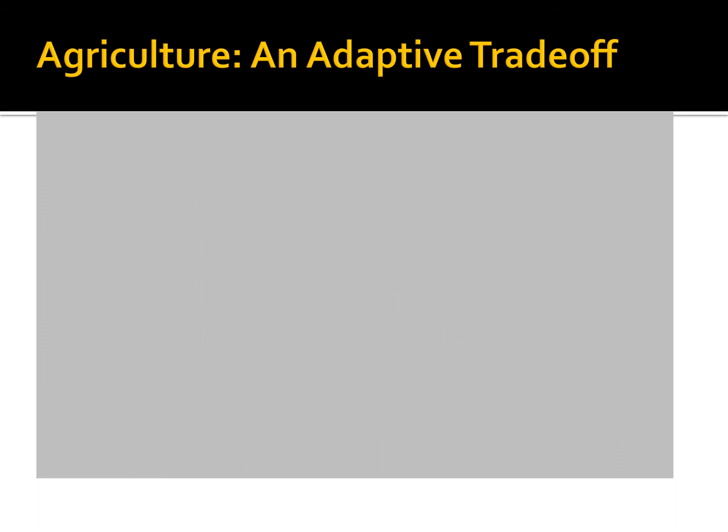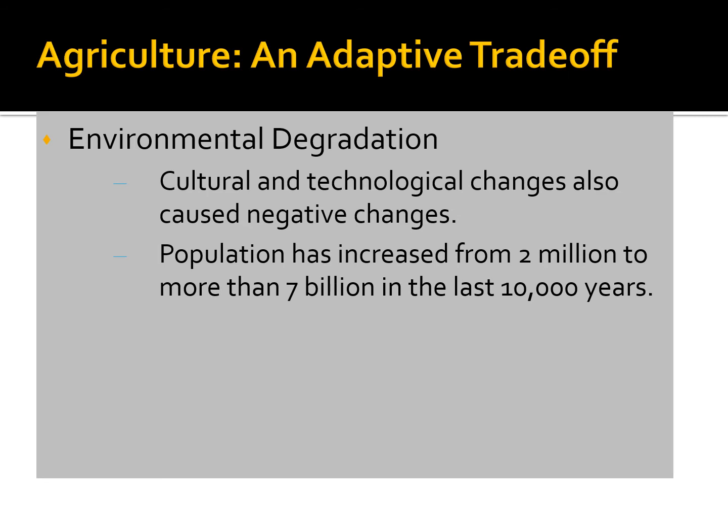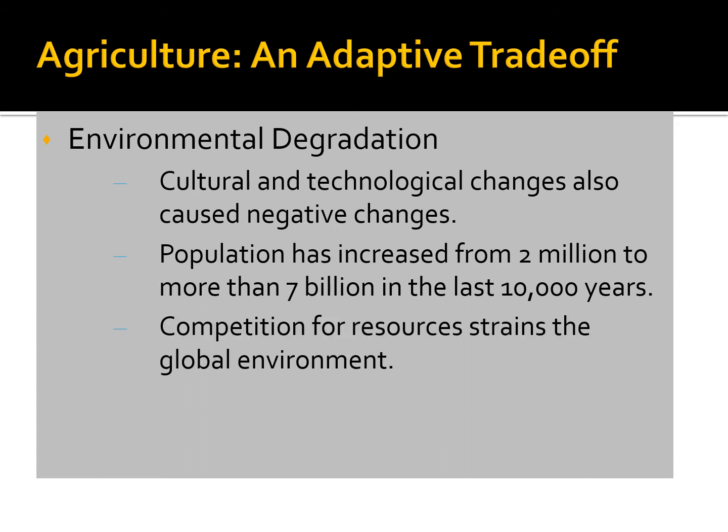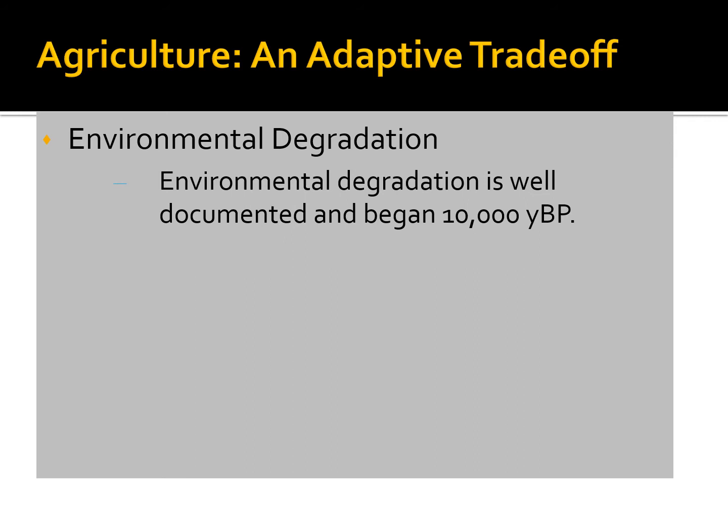So one of the consequences of the development of agriculture, of course, is environmental degradation, right? Cultural and technological changes also have caused negative changes to occur throughout our evolutionary history. Populations, in essence, have increased from 2 million to more than 7 billion in the last 10,000 years. And what this has done is caused competition for resources, which has strained the global environment, right? So what we're seeing is that as human populations increase, the carrying capacity and sustainability of the environment begins to decrease. So what was our trade-off for this boom in population, right? Well, of course, it is environmental degradation, right? And we know that this is well documented at or around 10,000 years ago.